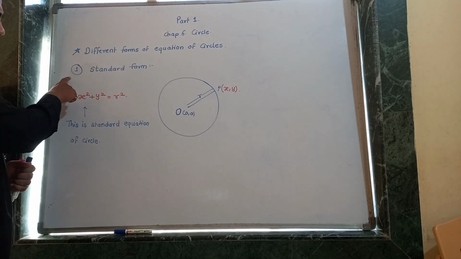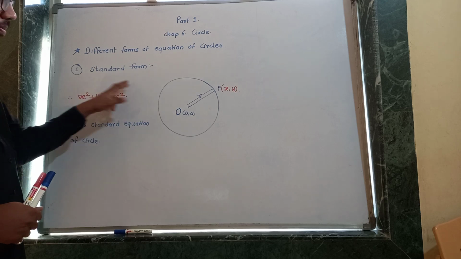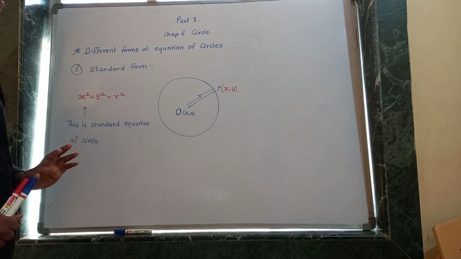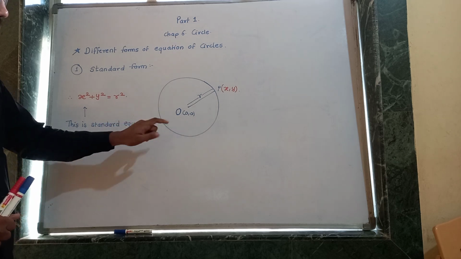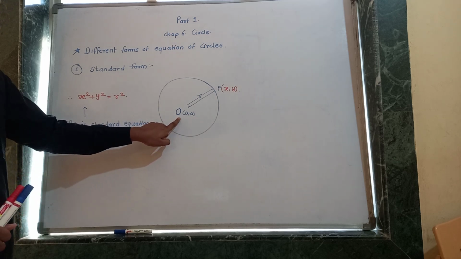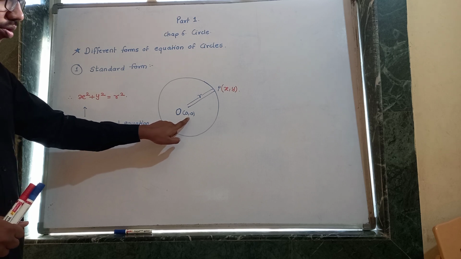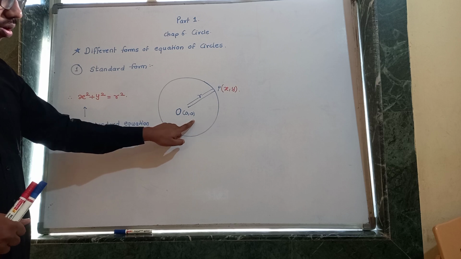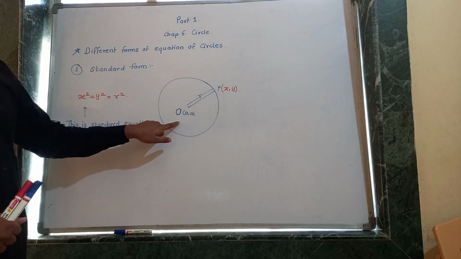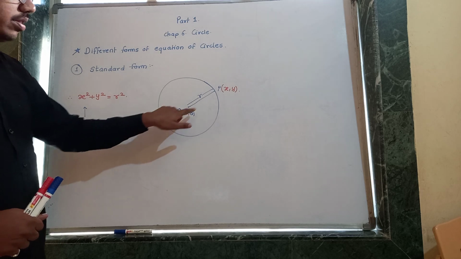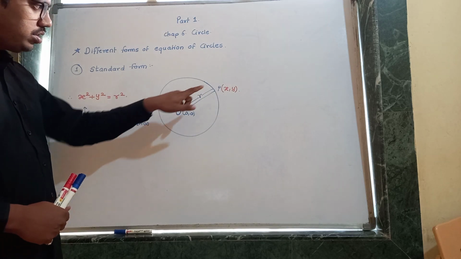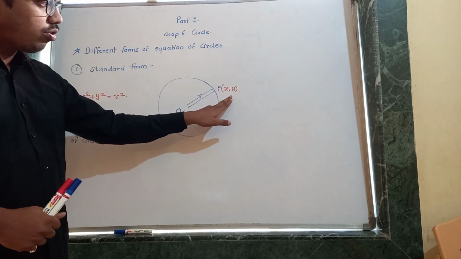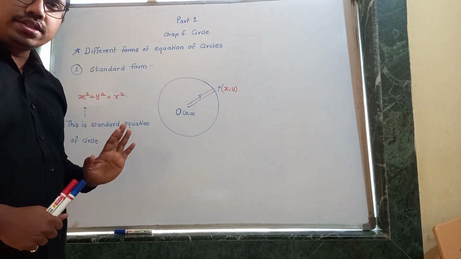The first one is the standard form. To understand this standard form, I have drawn a circle. In that circle, this is a point O, for which we have the coordinates 0, comma 0. This is the origin. Then there is one more point P, which is on the circumference of the circle. For that point P, x, comma y are the coordinates.